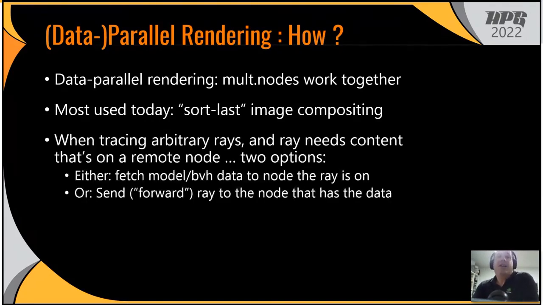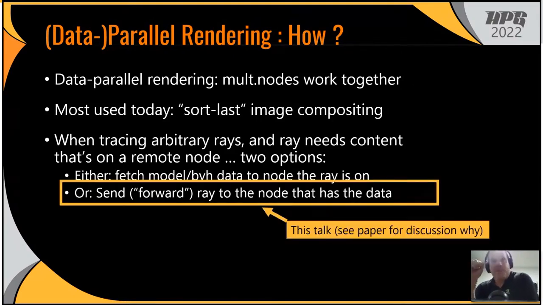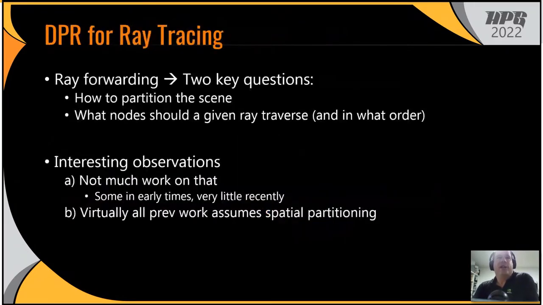So the alternative to that, if you want to be able to trace arbitrary rays or paths or whatever you want to call it, and a ray on a certain node is being traced and needs content that is on a remote node, well, you have two options. You can either fetch the model data, BVH data, and whatever else it needs from the other node and then do it locally, or you take this ray and send it or forward it to the other node that has the data. That's basically the two choices that you have. And there's a lot of discussion in the paper of why we choose one over the other. I don't want to go into that here. Just saying for this particular paper, we're interested in the forwarding approach. So rays travel across different nodes until they find the hit point and shade where that data actually is.